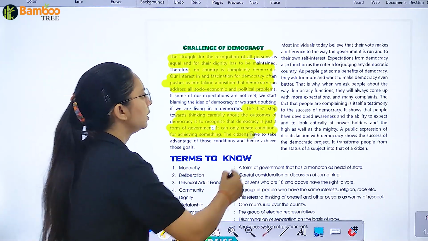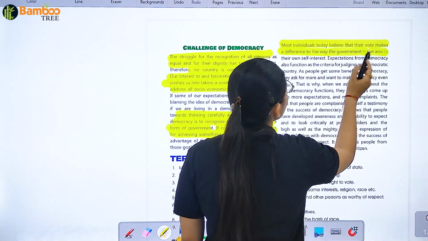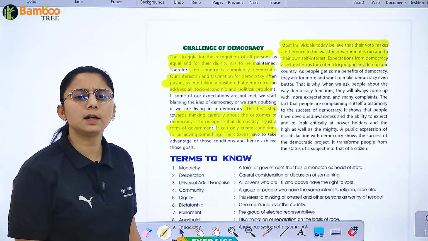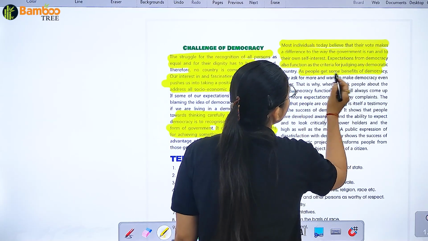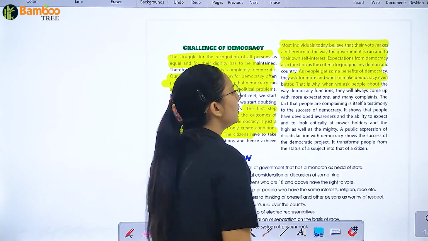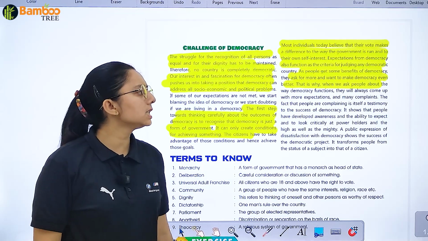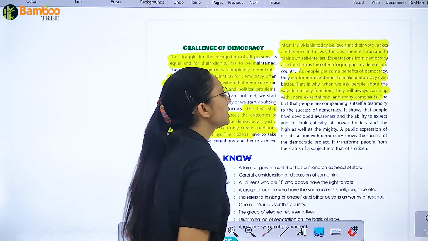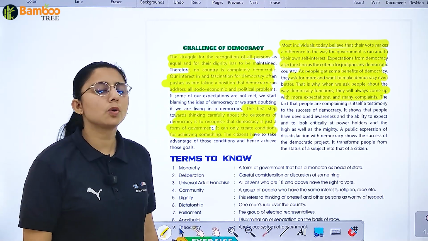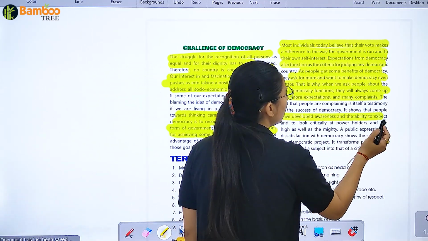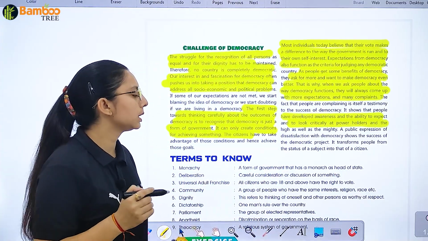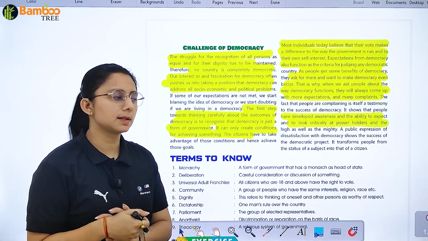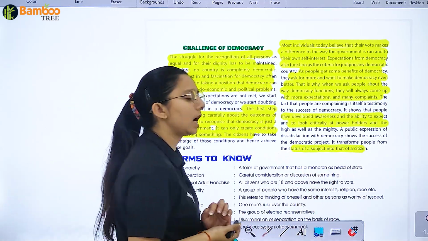Most individuals today believe that their vote makes a difference to the way the government is run. Expectations from democracy also function as the criteria of judging any democracy. As people get some benefit of democracy, they ask for more and want to make democracy even better. That is why when we ask people, जब हम लोगों से पूछते हैं how democracy functions, they will always come up with more expectations, right? So what it shows is people have developed awareness and the ability to look critically at power holders, and it transforms people's status from a subject into that of a citizen.